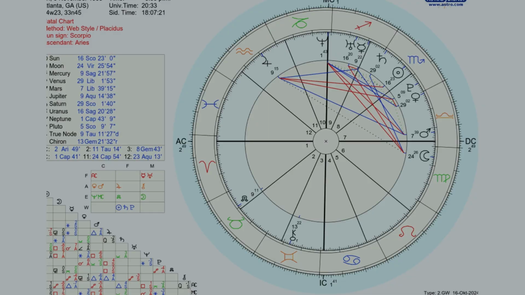Let's find it on this chart. So first we're going to find Aries. We know the glyph for Aries is the little ram looking bull thing. And here it is on this chart. All right, so now we have it.